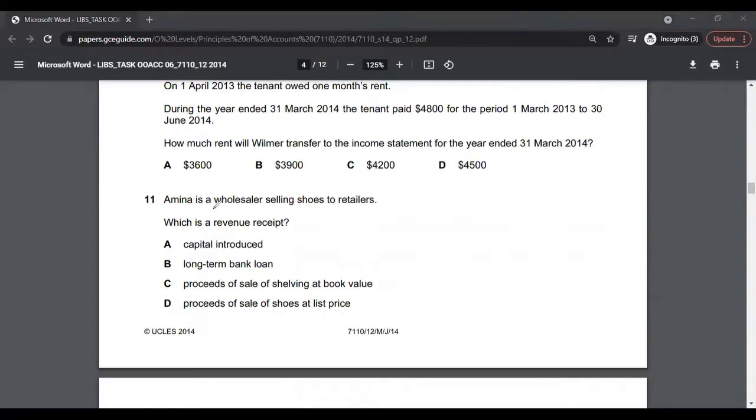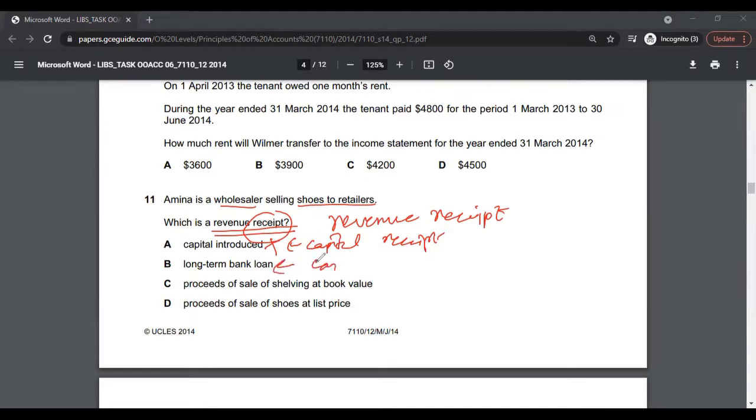Multiple choice 11. Amina is a wholesaler selling shoes to retailers, which is a revenue receipt. So you have to focus. Capital introduced is not revenue, this is a capital receipt for the business. Long-term bank loan, again, this is a capital receipt. Proceeds of sale of shelving at book value, again, this is a capital receipt because this doesn't happen commonly. Proceeds of sale of shoes at the list price.